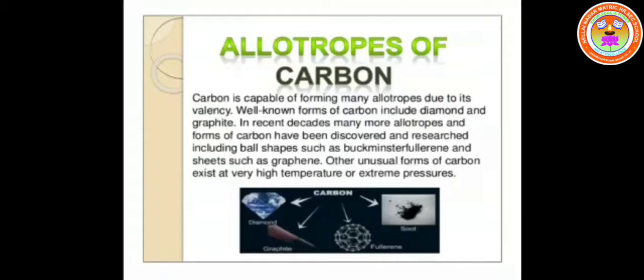So diamond is also one of the allotropes of carbon. Charcoal is one of the allotropes of carbon. Charcoal is used as a fuel in train engines.